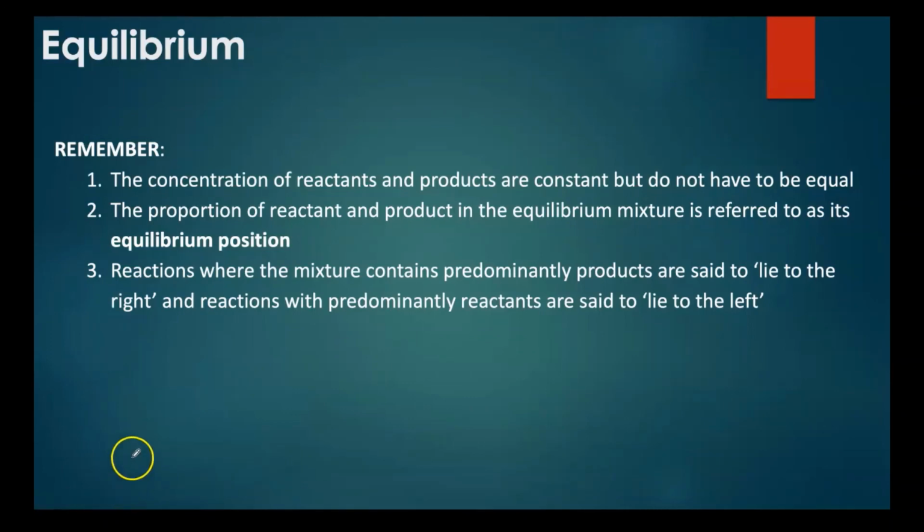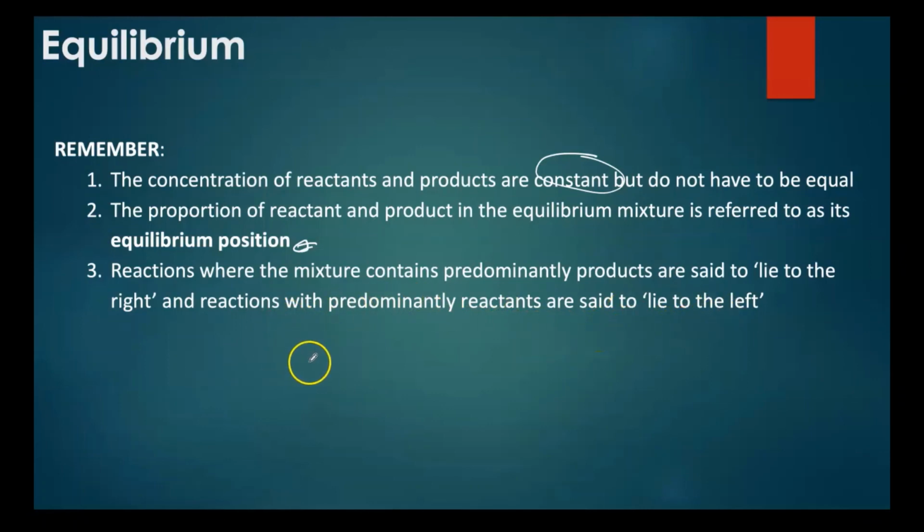So remember, the concentrations of the reactants and products are constant, but do not have to be equal. The proportion of the reactants and products in the equilibrium mixture is referred to as its equilibrium position. And reactions where the mixture contains predominantly products are said to lie to the right, and the reactions with predominantly reactants are said to lie to the left.